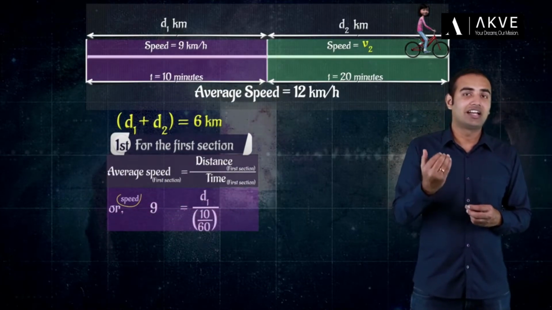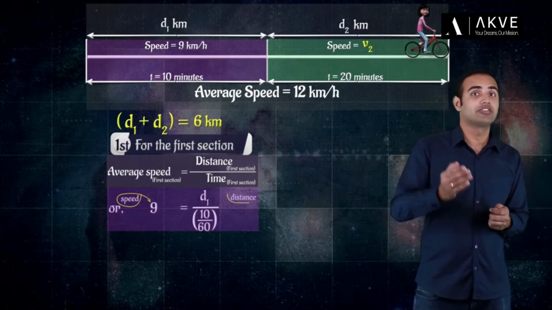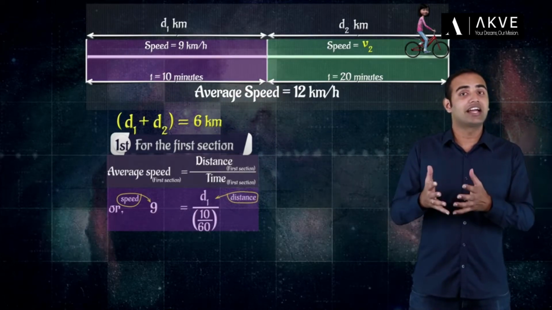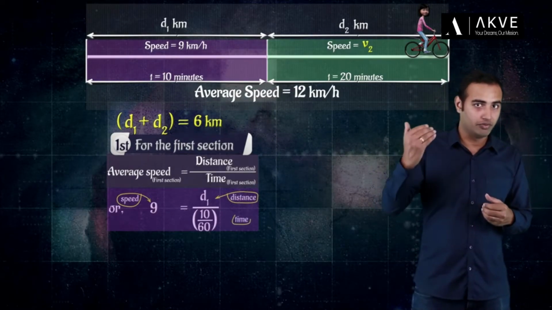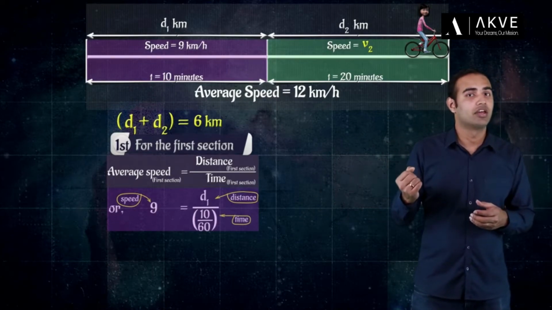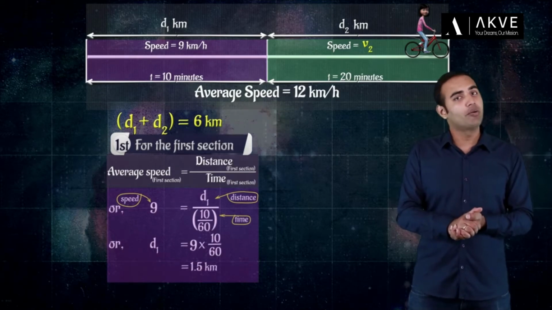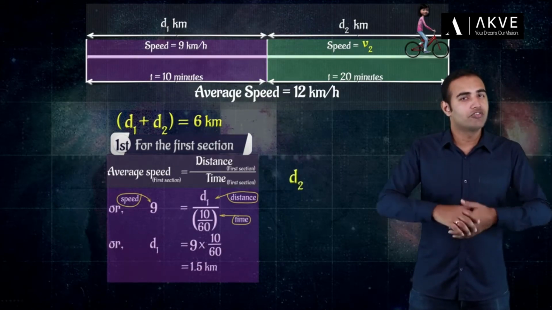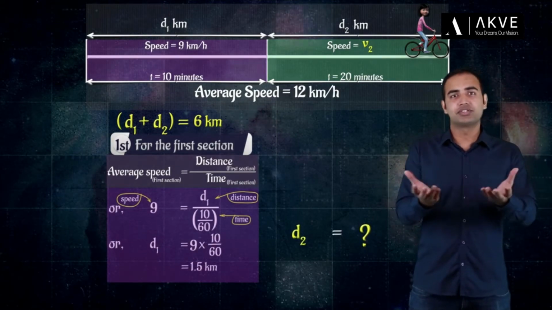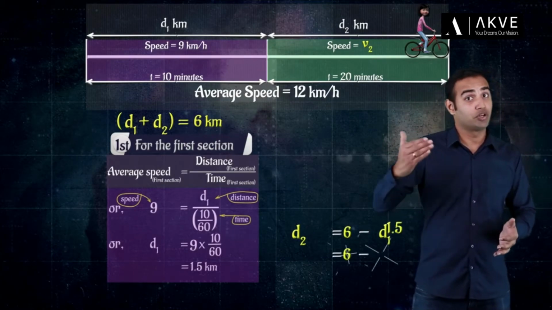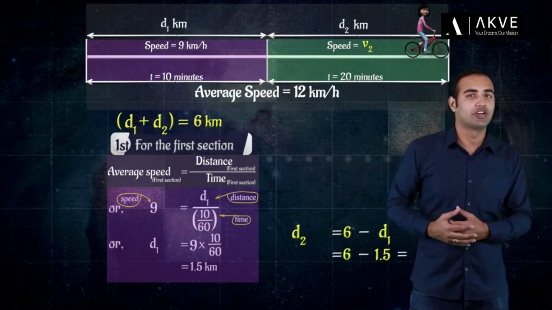Now here, 9 is the speed in the first part, which is 9 kilometers per hour. Time taken is 10 minutes, and once we convert it to hours, we get 10 by 60. So the value of d1 that we ultimately get is 1.5 kilometers. So what is the value of d2? Well, it's very easy to calculate. It's 6 minus 1.5 or 4.5 kilometers.